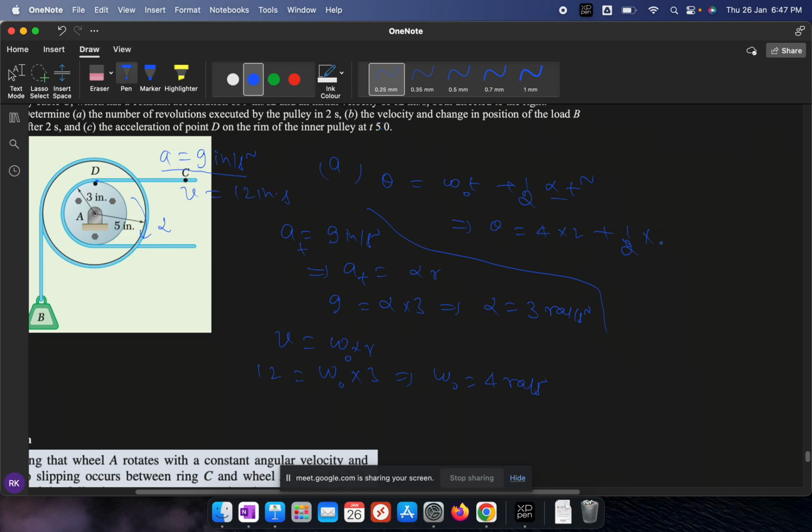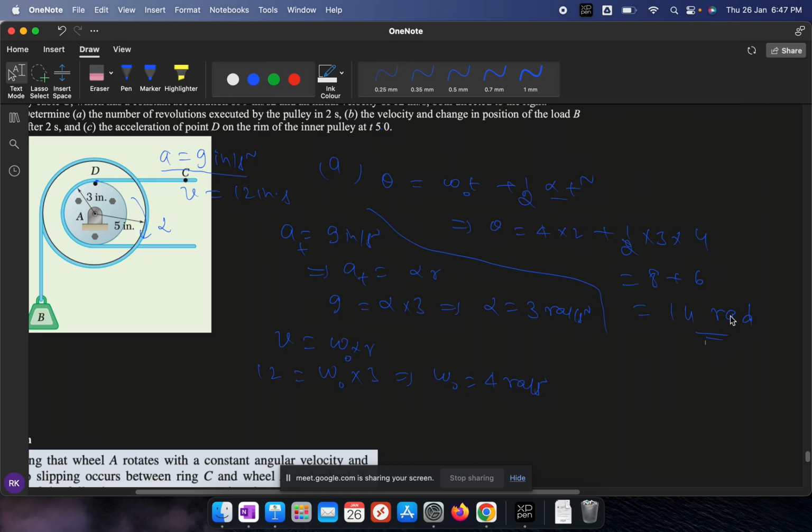So 1 by 2, alpha is 3 and t squared is 2 squared, so that is 4. So you will get 8 plus 6, right? So that is 14 radian, okay, that is 14 radian.